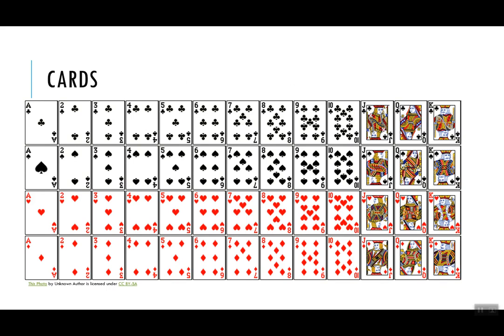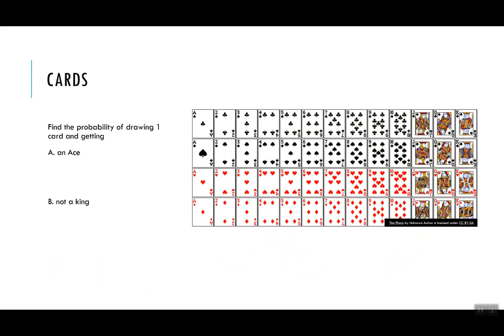We're going to do a few problems about cards. So here's a little visual so you can see what we have. 52 cards, we have 4 suits, 13 cards in each suit. Let's start by saying we're going to pick one card at random, and what's the probability of getting an ace? Well, I can see I have 4 aces out of my 52 cards, you can reduce that to 1 over 13.